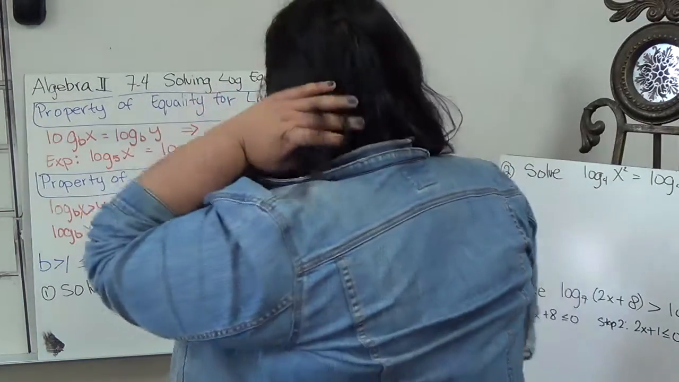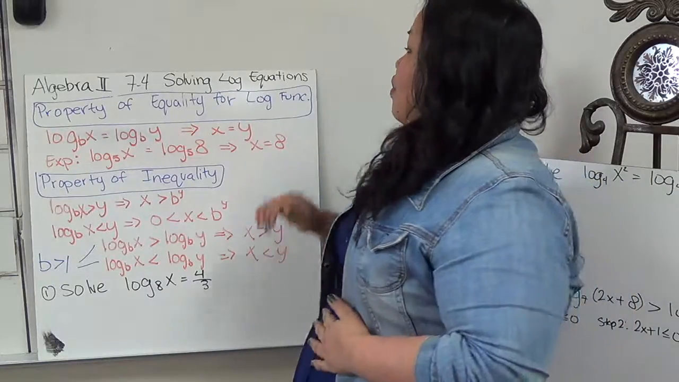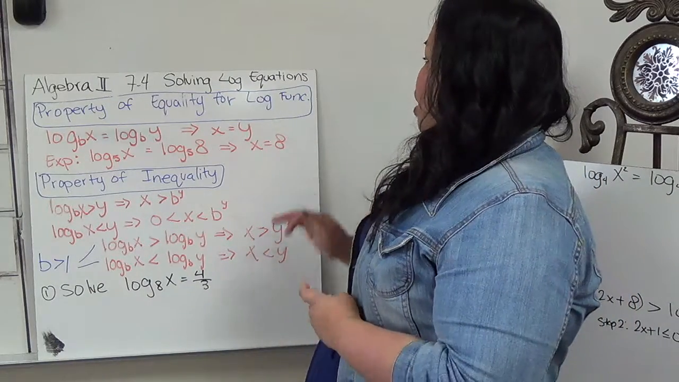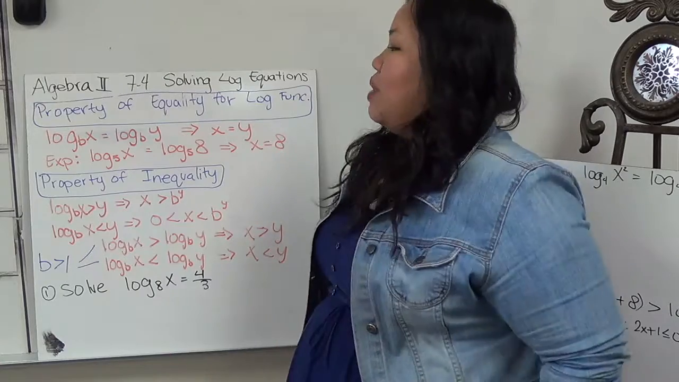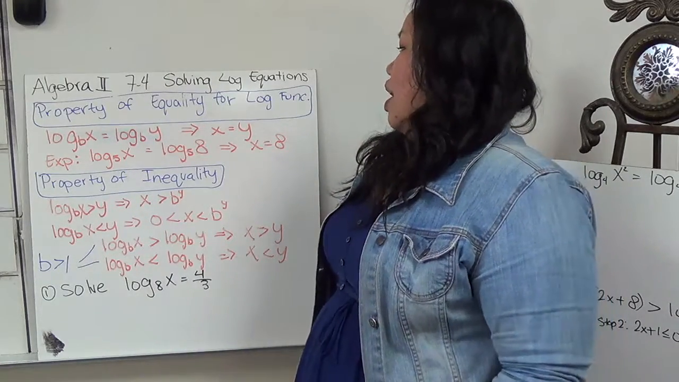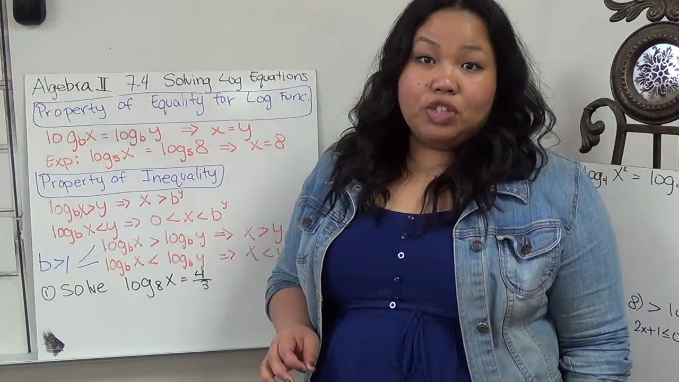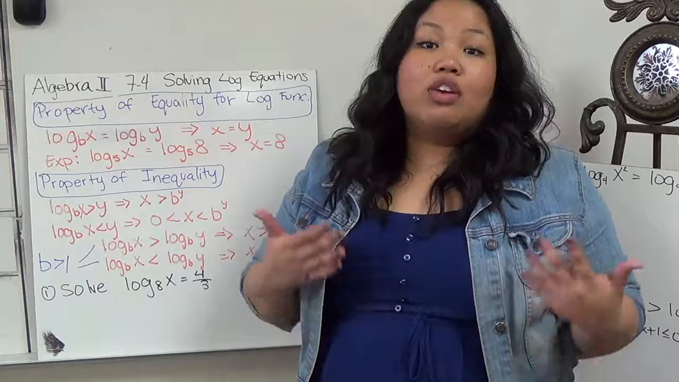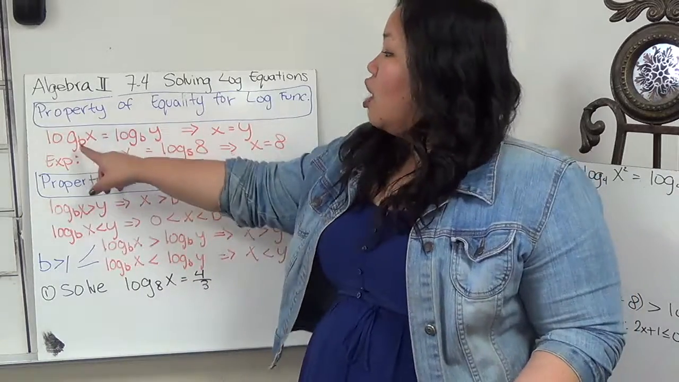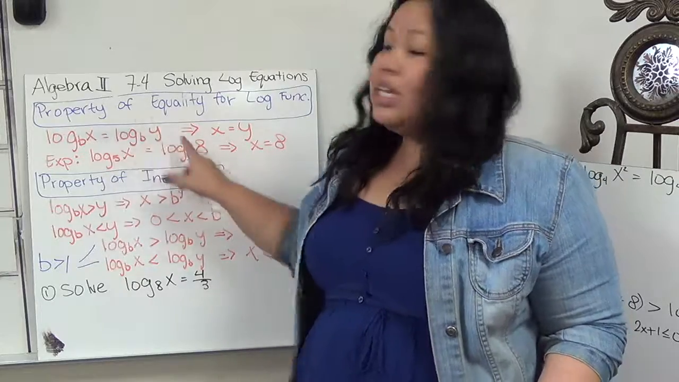Algebra 2, section 7.4, we're dealing with solving log equations. Now, for this one, the property of equality for log functions is log b of x equals log b of y. So just like when we're dealing with exponential functions, if the base is the same, then their exponents are the same. For this one, if the log base is the same, then the number they're logging is the same.